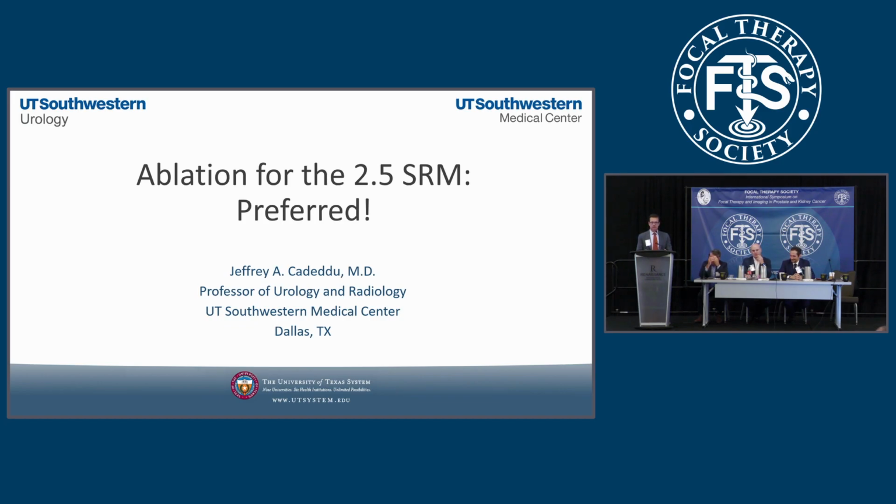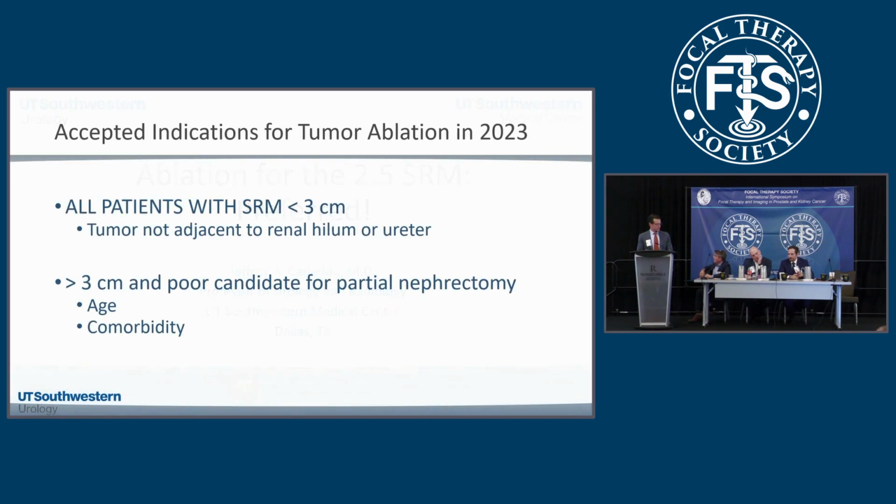So ablation, we're now dealing with a 2.5 centimeter mass, and I would say the ablation at this point is preferred. So in 2023, we can't ignore that the guidelines first endorse it. This patient meets the guideline criteria, less than 3 centimeter tumor. I'm going to take the privilege of saying there are no adjacent critical structures that could risk injury. And just for completeness, the guidelines do recognize that even over 3 centimeters in kidney tumors, we can offer patients ablation, as we heard when Dr. Jarrett talked about cryoablation for larger tumors.